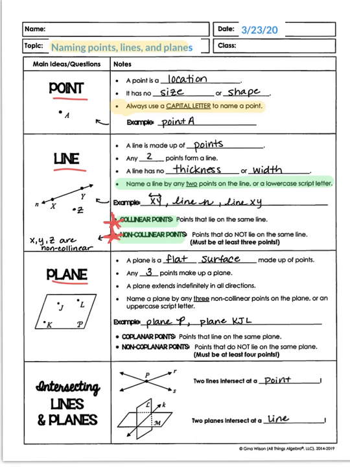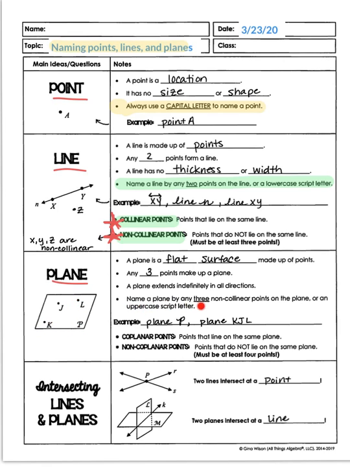Okay, so moving forward, we see a plane. A plane is a flat surface made up of points. Any 3 points can make up a plane. So if you have 2 points, you need 1 more in order to make it a plane. A plane extends indefinitely in all directions. So even though it only looks like this shape right here, it actually is indefinitely moving on in all directions.